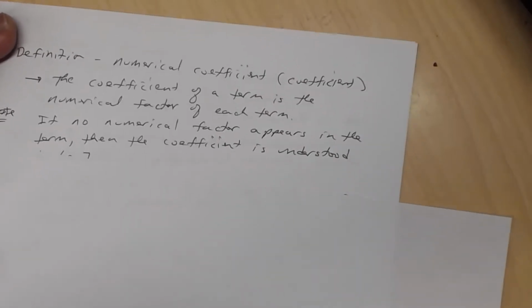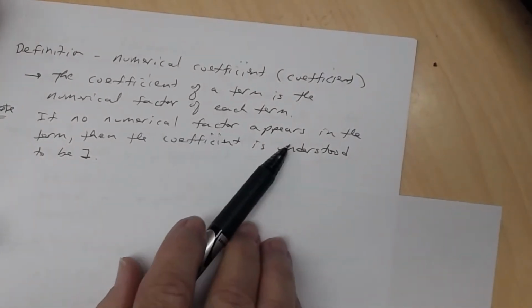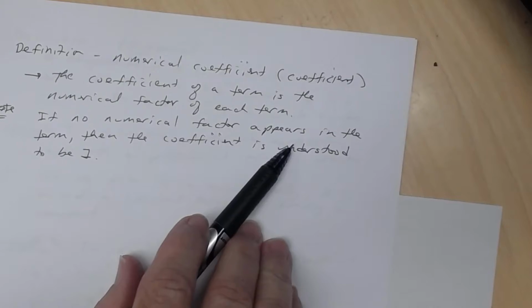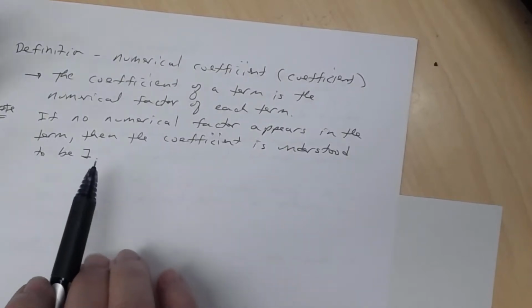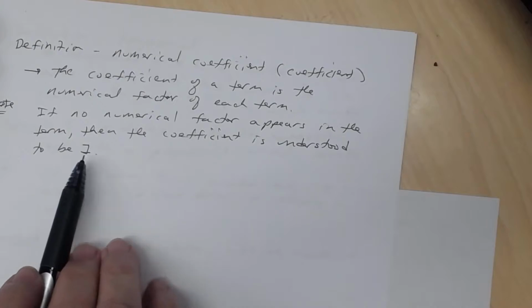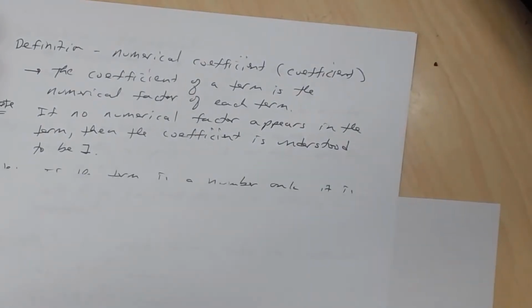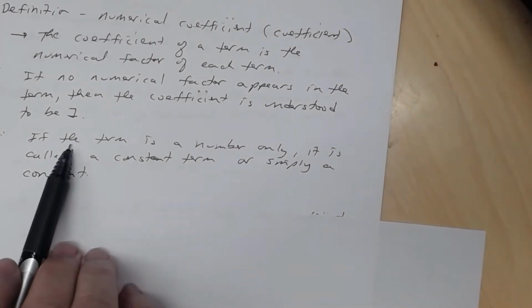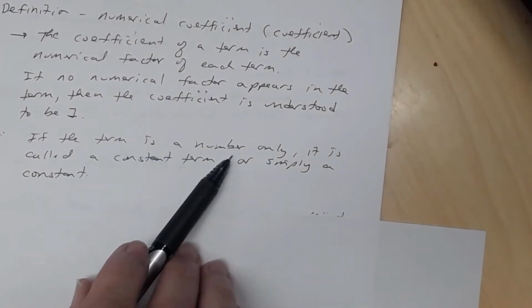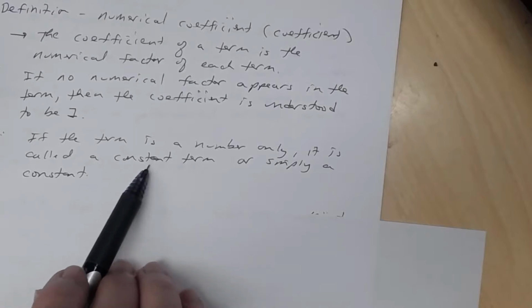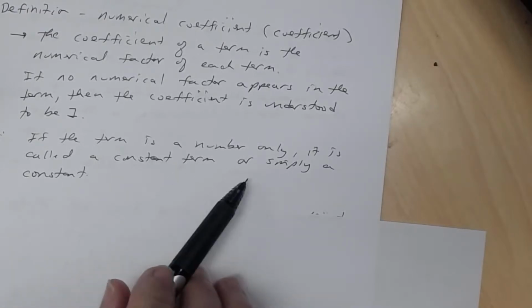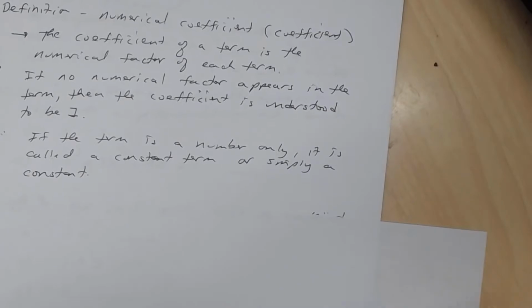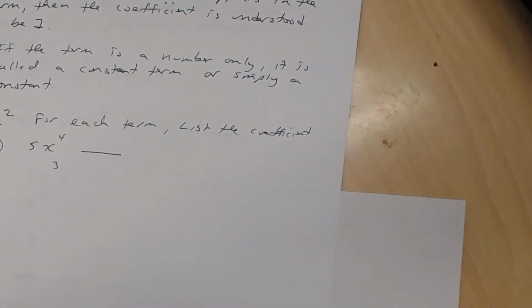Note that if no numerical factor appears, if you don't see it in the term, then it's understood to be a 1. You can look at some examples. Also, keep in mind that if a term is a number only, meaning there are no variables in it, then it's called a constant term, or simply a constant. All right, so keep those notes in mind. Here we go.